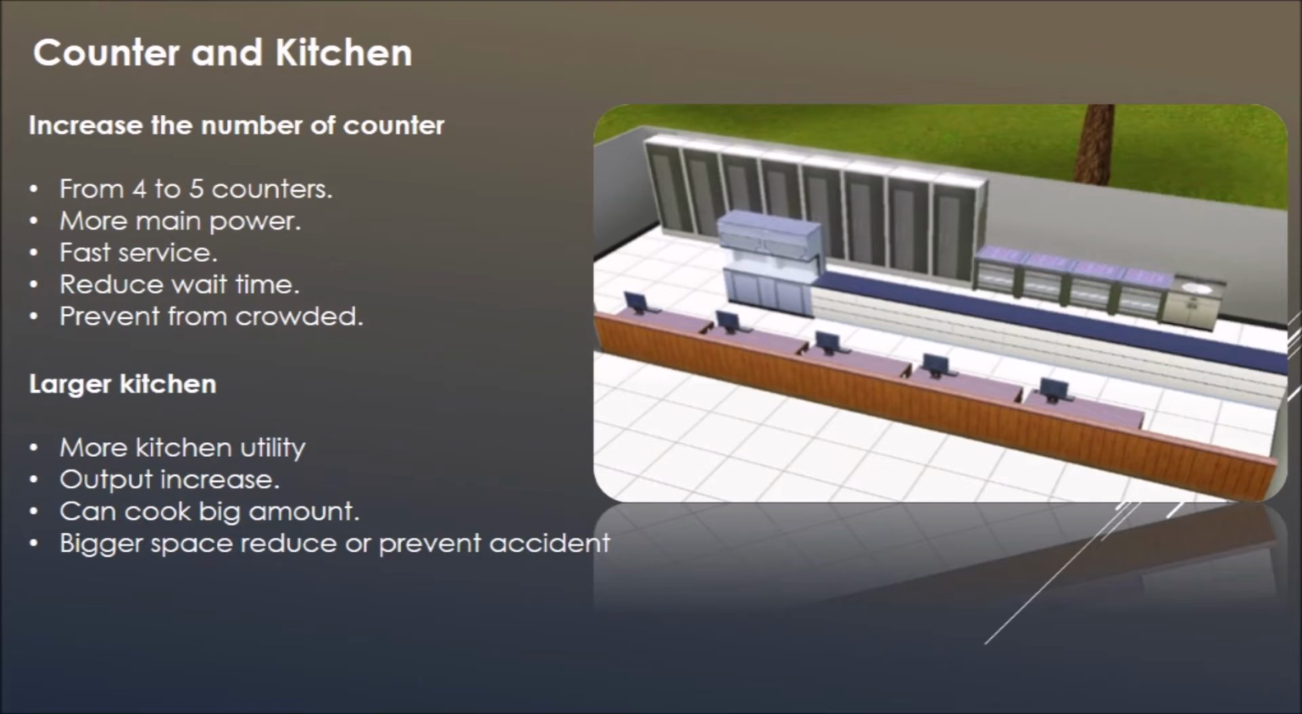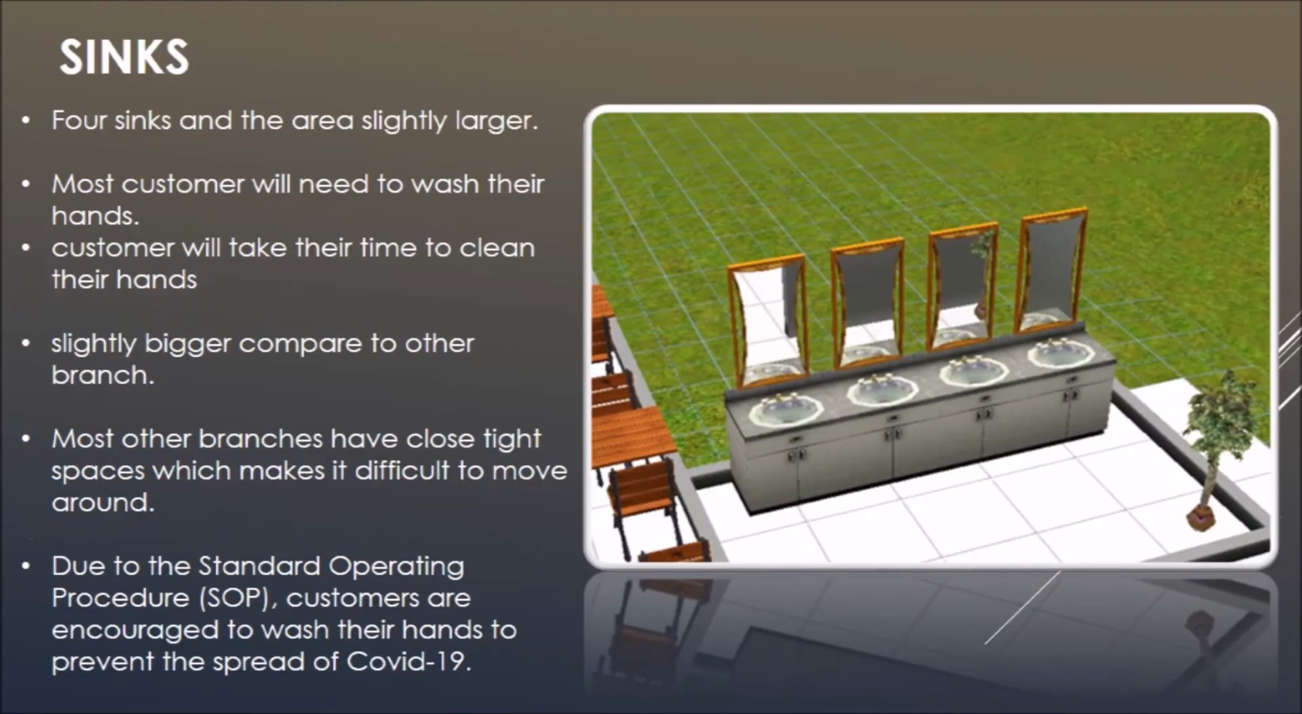Besides that, bigger space can help in preventing accidents. Alright, due to the standard operating procedure SOP, the number of people in the restaurant cannot exceed 50 people. By reducing the wait time in line and increasing the food production, the restaurant will be able to prevent the premise from being crowded.